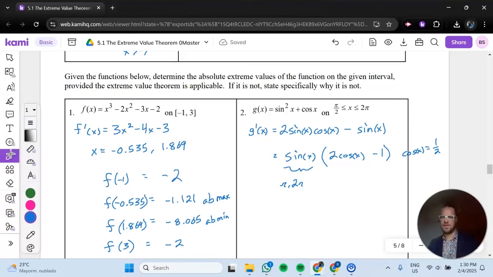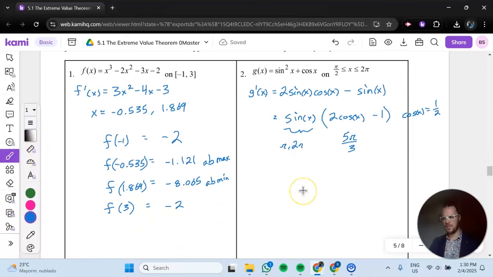And so I'm going to get that that is going to be pi over 3, which is outside of our domain. Sorry, I should have just seen that. Quadrant 1's not in our domain. So it's actually only going to be the other one, which is 5 pi over 3. Okay, so those are going to be my critical points.